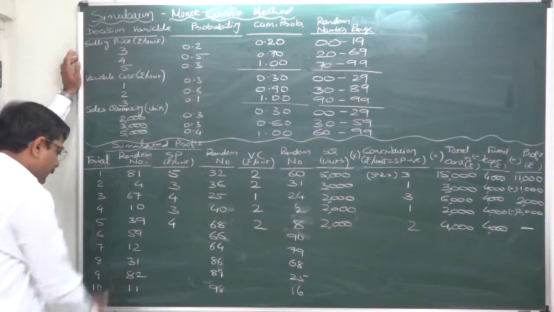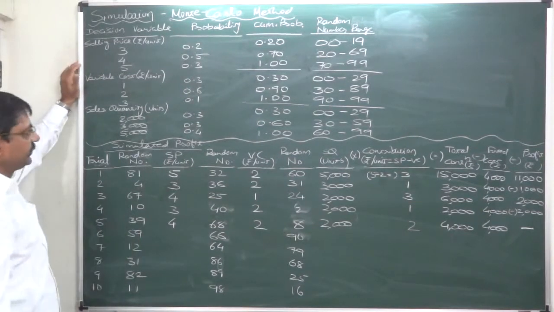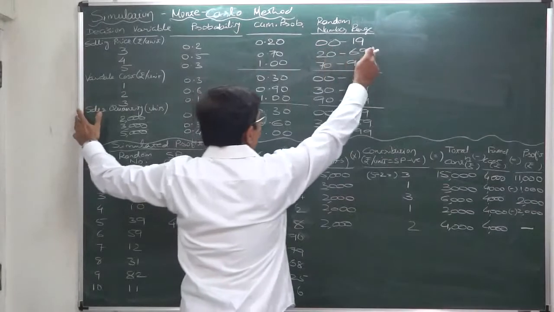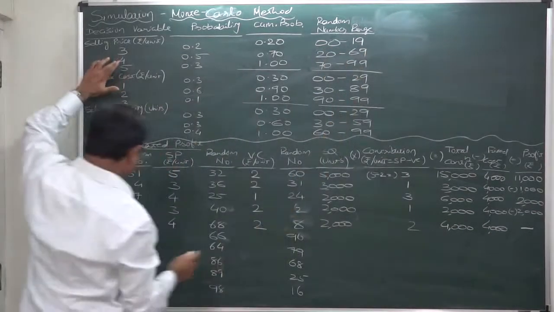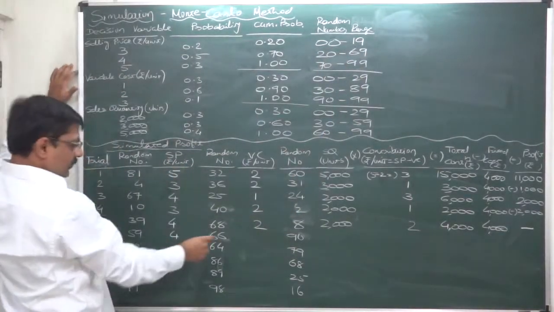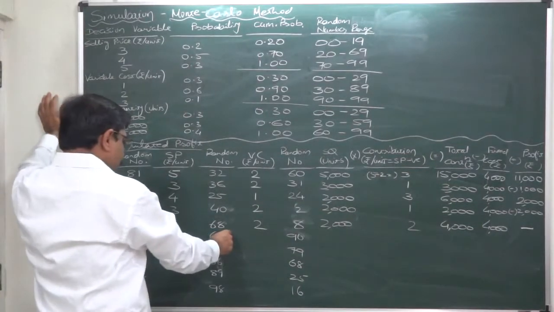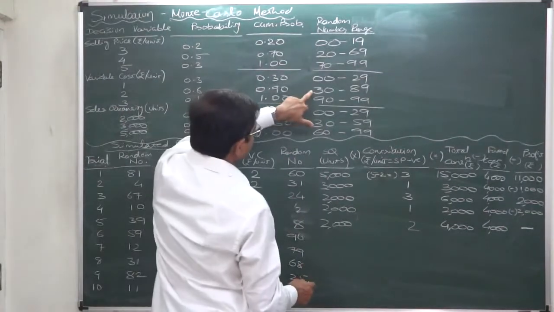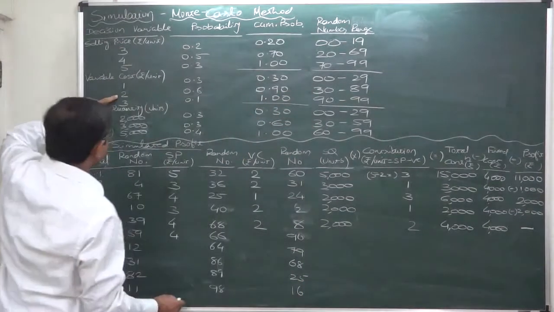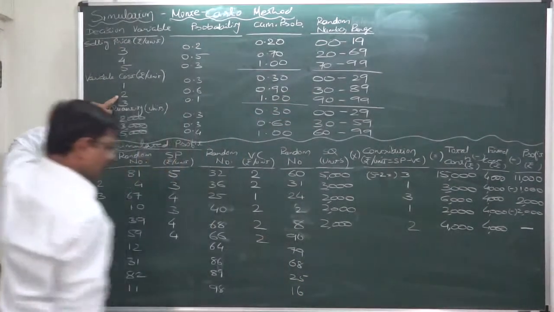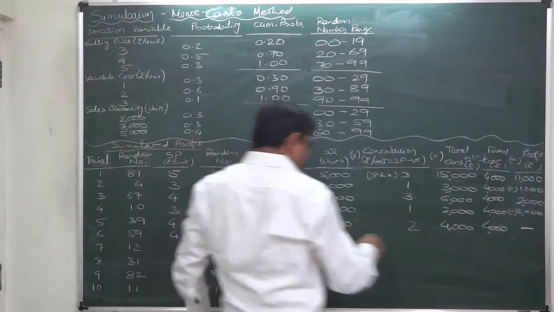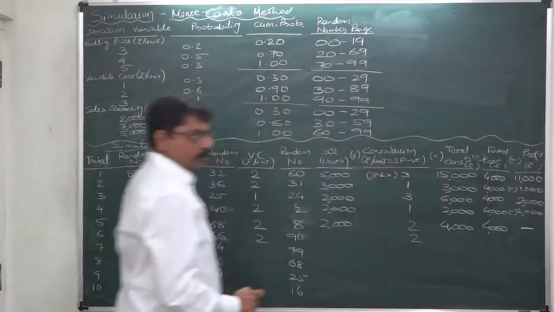Trial number 6. First random number is 59. That is for selling price. Range 20-69, and relevant selling price comes to 4 rupees. Second random number in 6th trial is 66. That is for variable cost. 66 falls in the range 30-89. So variable cost would be 2 rupees. Since the variable cost would be 2 rupees and selling price 4 rupees, the contribution will be 2 rupees.